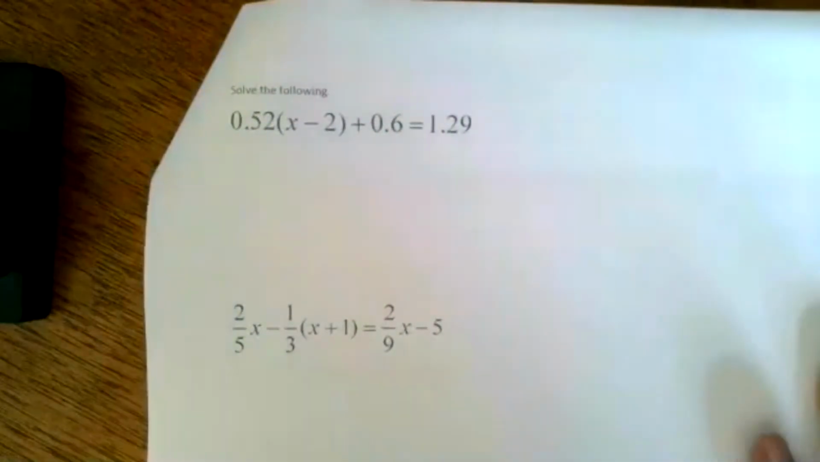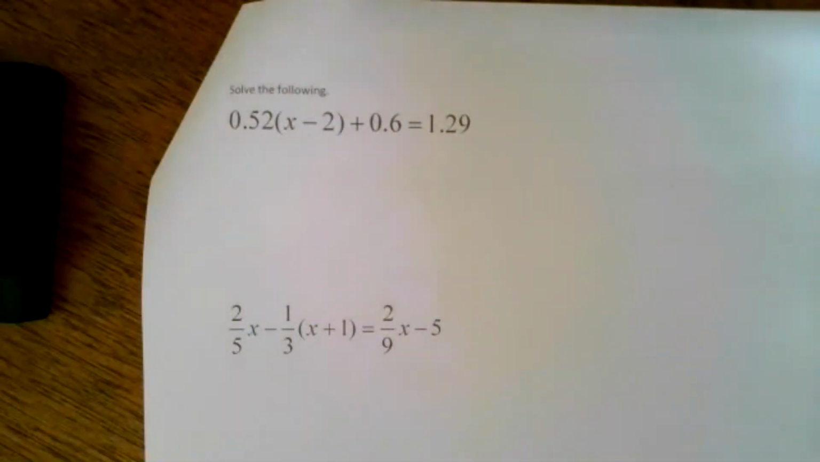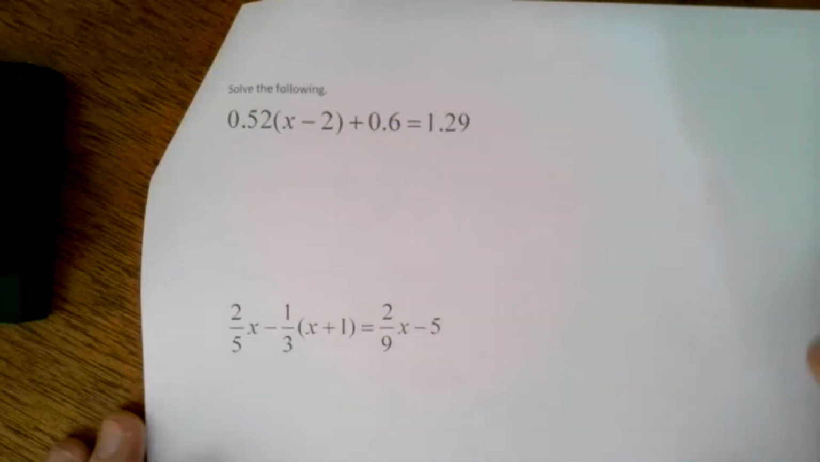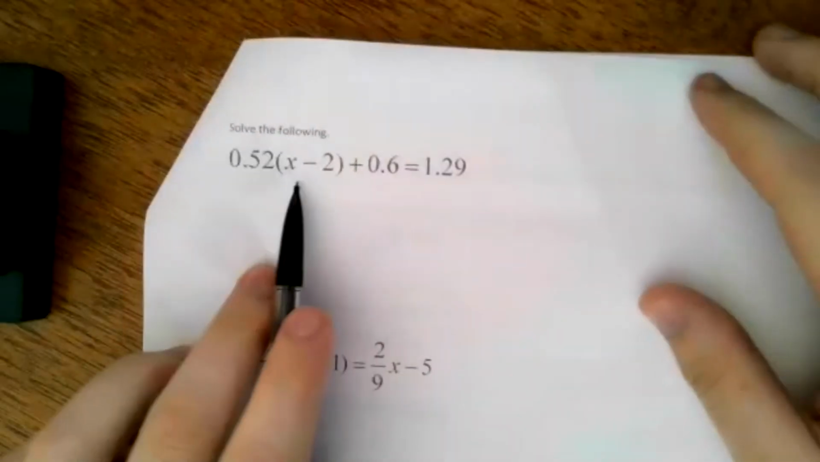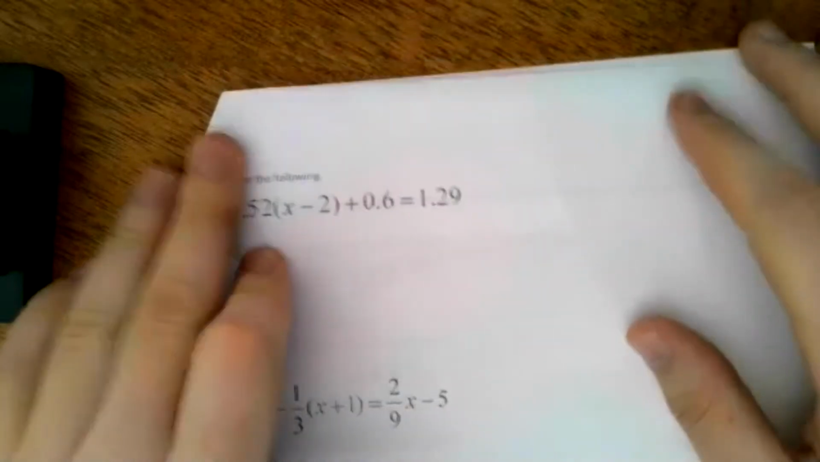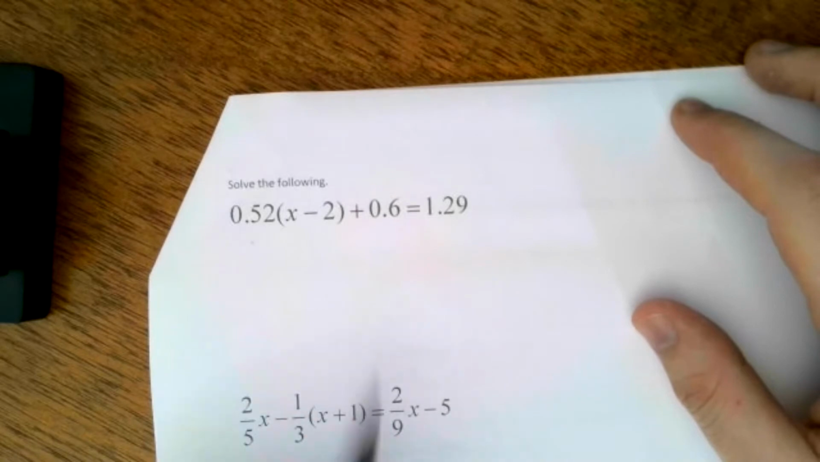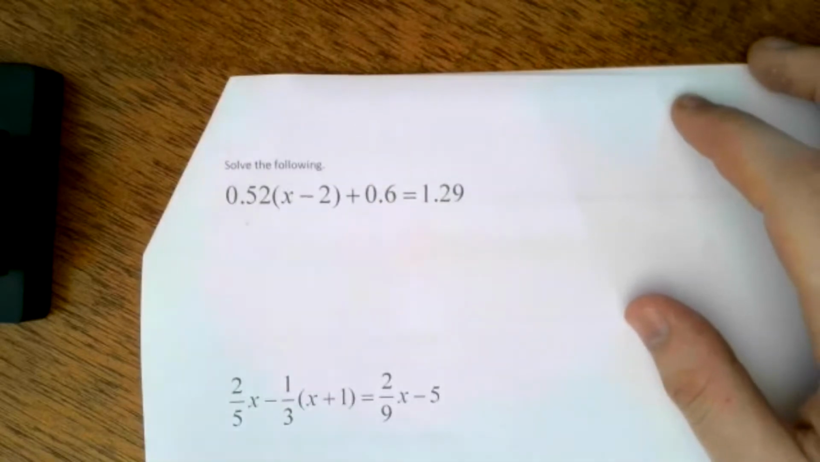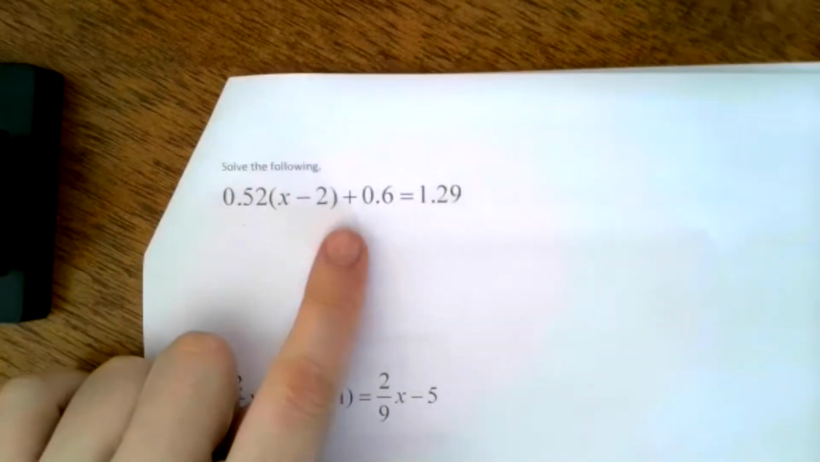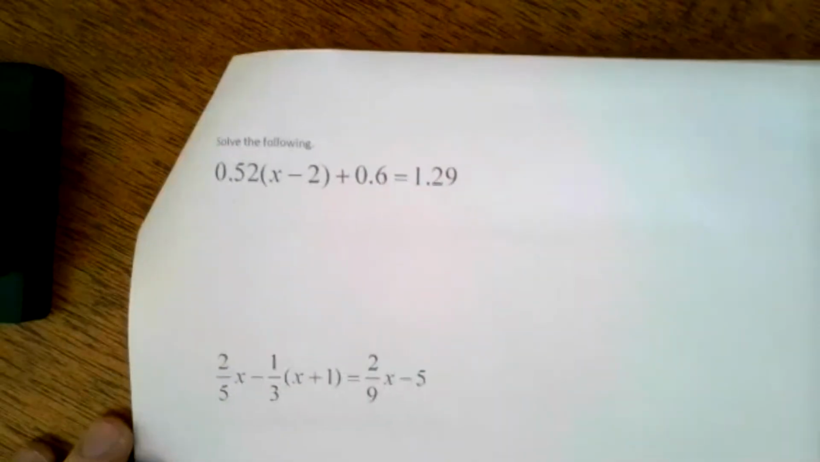So we're going to solve for some equations. So they're already going to be made for us. So it's going to be very similar to the last section that we did, but now we have more steps involved, right? So let's start solving for this first one. So this first one, we have 0.25 multiplied by x minus 2 plus 0.6 equals 1.29, right? So what's the first step that we could do to start solving this equation?